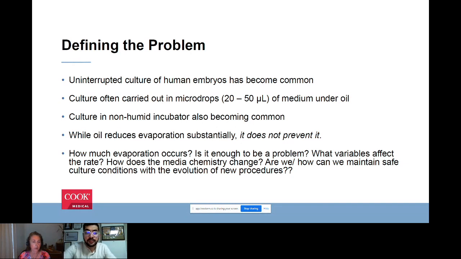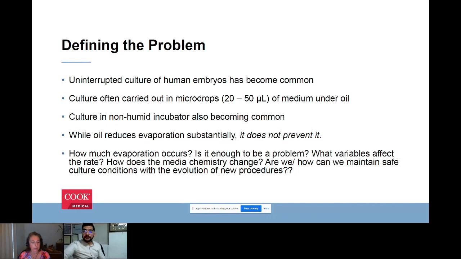Culture in a non-humid incubator, so a dry incubator, is common. About 67% of you are culturing in a dry incubator. And although oil reduces evaporation substantially, it does not prevent it. So what we wanted to do is look at how much evaporation occurs. Is it actually enough to be a problem impacting human embryo development and quality of embryos in vitro?